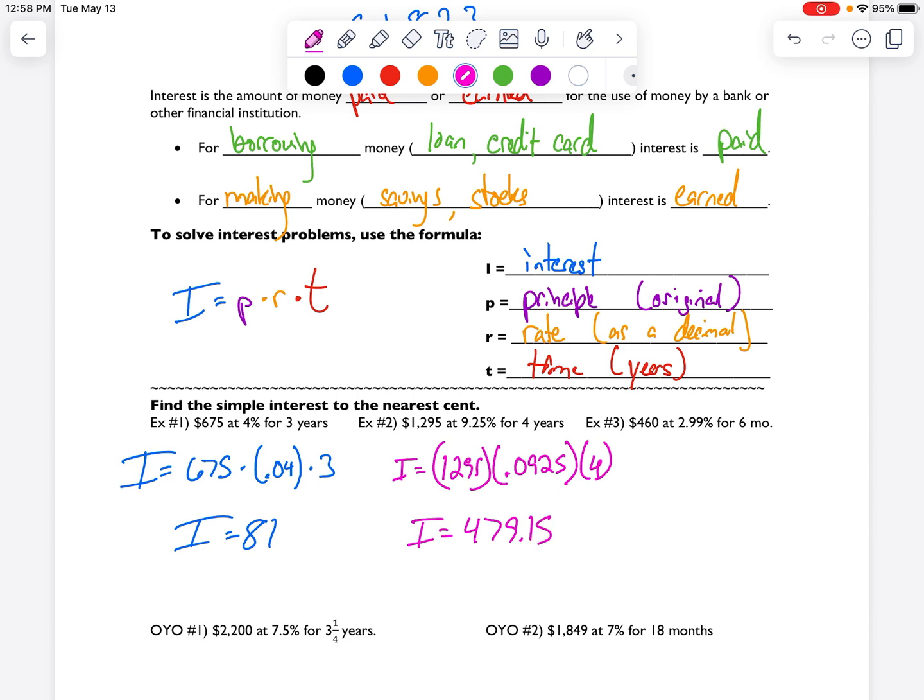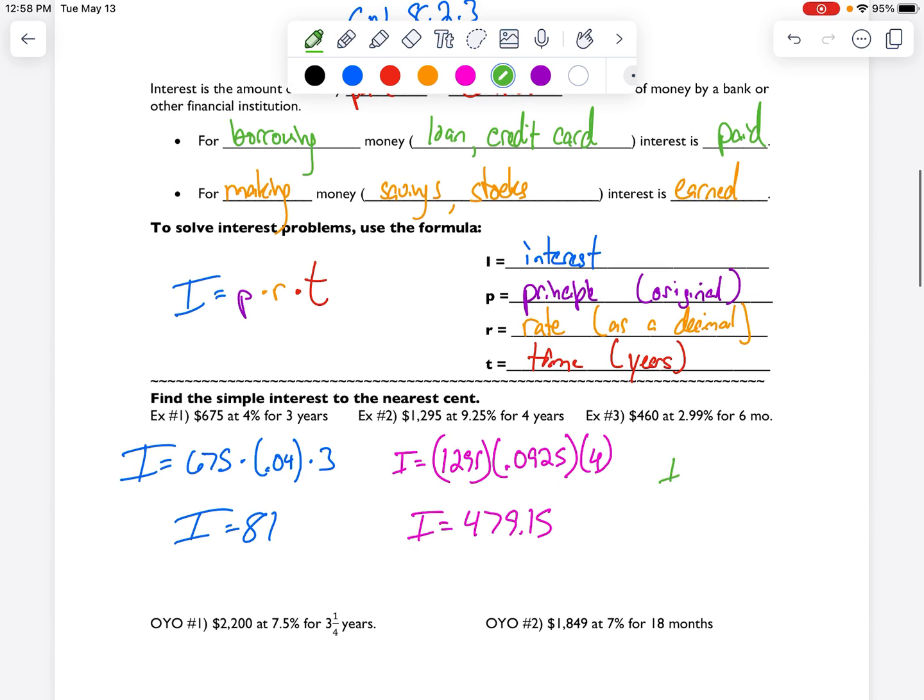Last one is going to be interest is 460 times 0.0299. And then this is 6 months, also known as half, or 0.5. So, 460 times 299 10,000ths times 5/10ths, or 1/2, because it's less than a year. All right, so that's kind of the setup in the intro of how these numbers work together in this way.